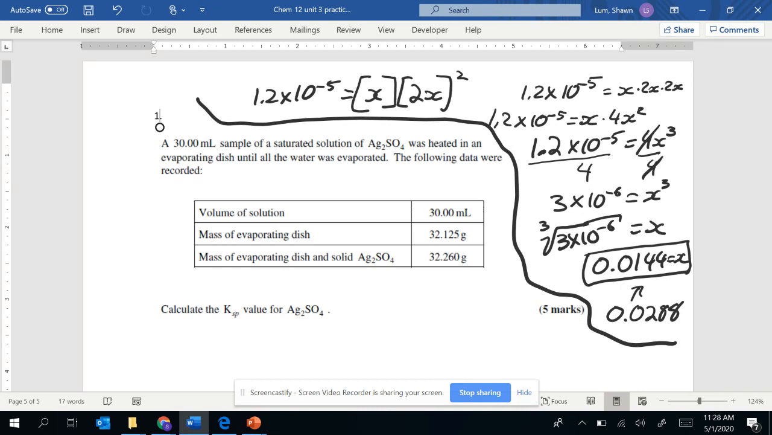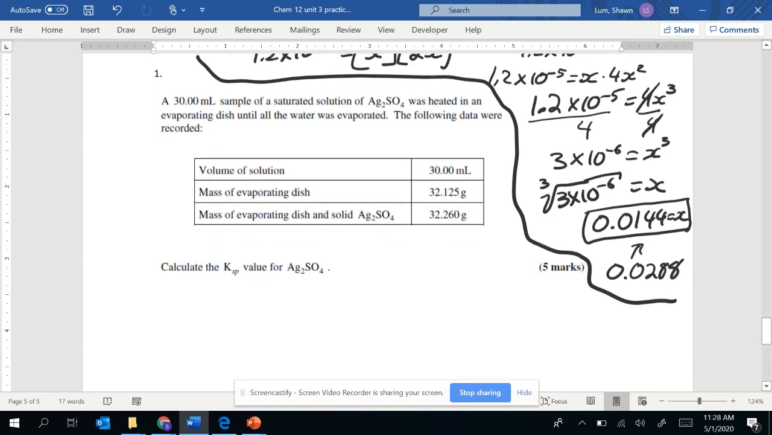A 300 ml sample of saturated solution of silver sulfate was heated in an evaporating dish until all the water was evaporated. So in other words, it figured out how much silver sulfate was in the thing. And here's all the data. Calculate the Ksp of this thing.